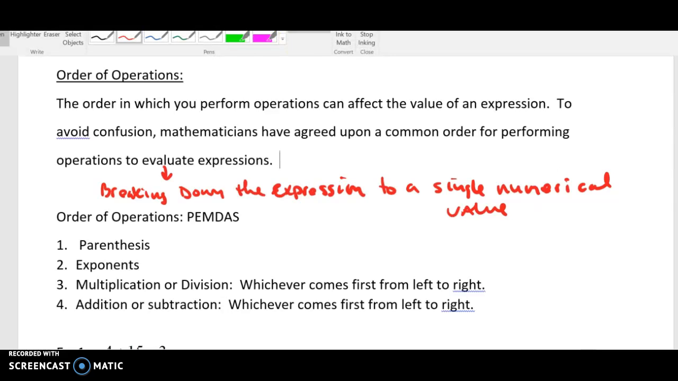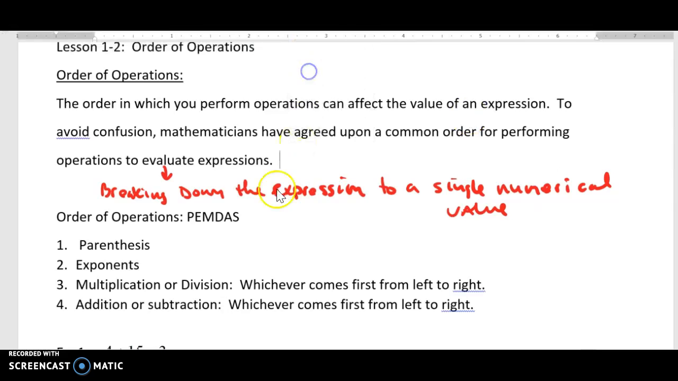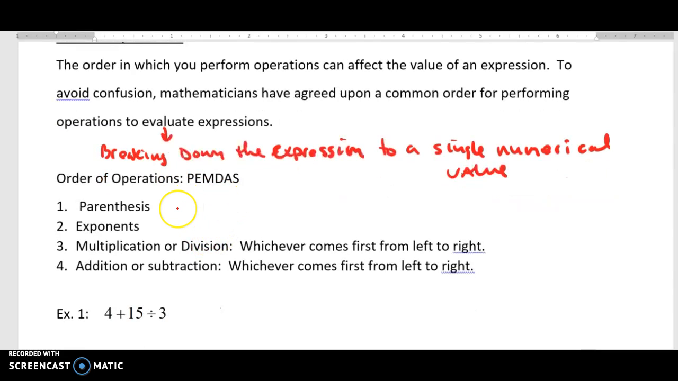And on top of PEMDAS, you've probably heard, please excuse my dear Aunt Sally. Now, when I hear please excuse my dear Aunt Sally, I like to put a hillbilly twang to it a little bit, such as please excuse my dear, right, Aunt Sally. And the reason is multiplication or division. It doesn't go, you do all your multiplication and then you do all your division. It's you do whatever comes first. So if division comes first, you stop and do that. If multiplication comes first, you stop and do that.